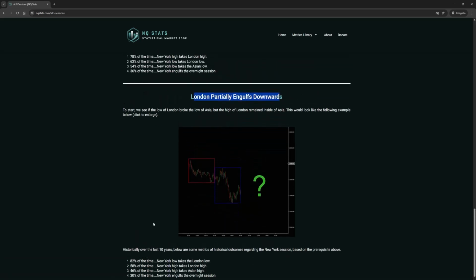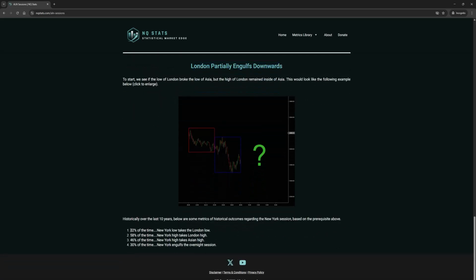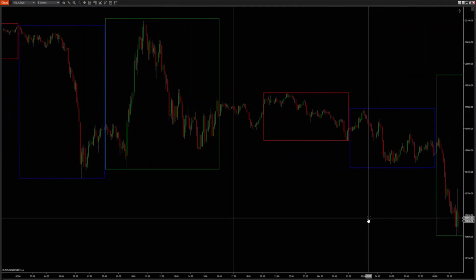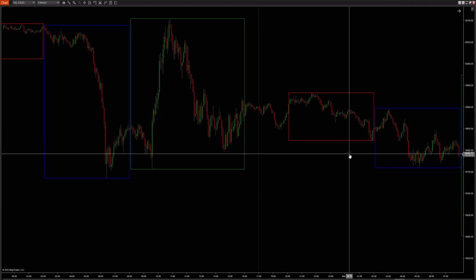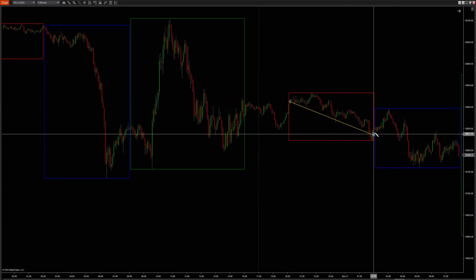So what's the probability? What's New York going to do? New York will take the London low, blue box low, 82% of the time. It will take the blue box high, London high, 58% of the time. And then the rest you would not expect. Those would be logical areas to not think price would go to, thus avoiding or taking off the trade in profit before those targets.